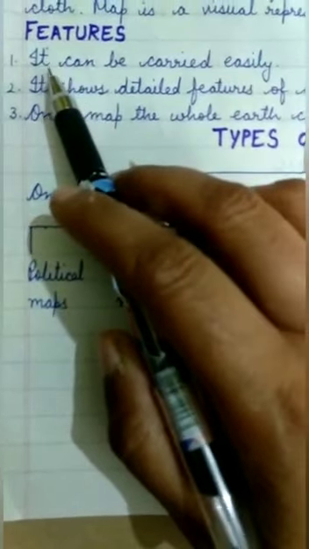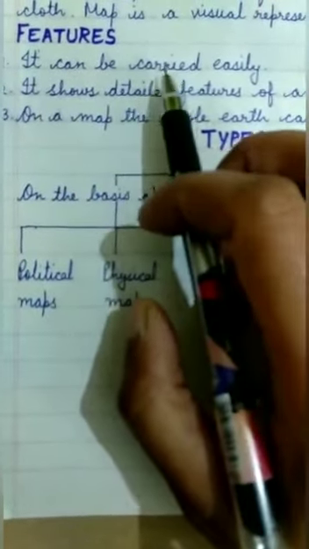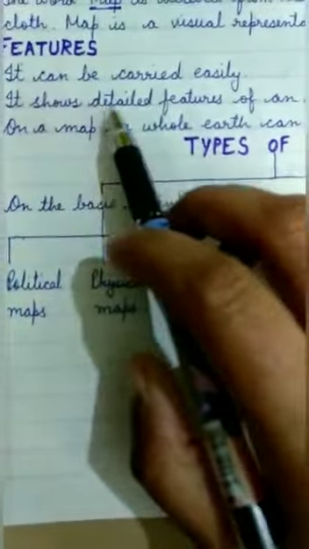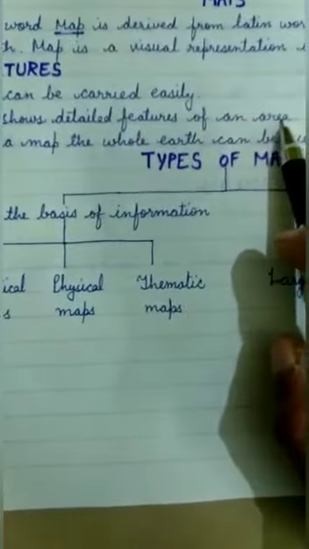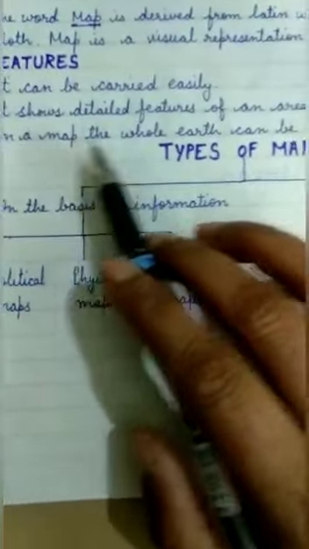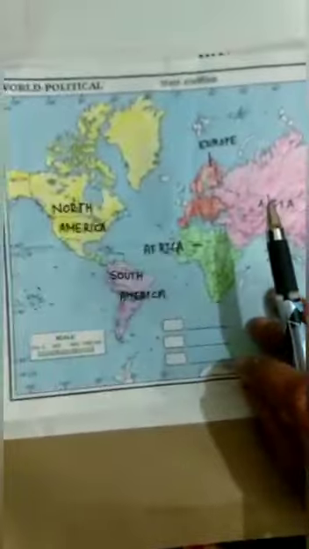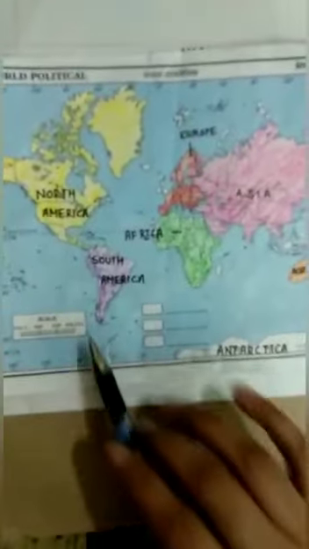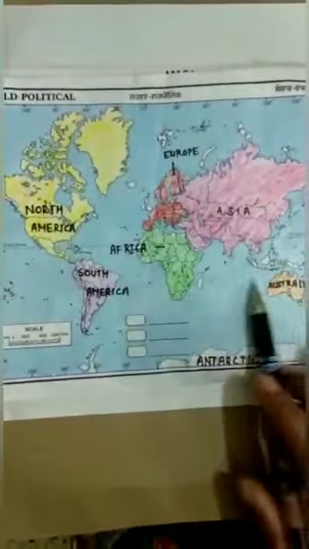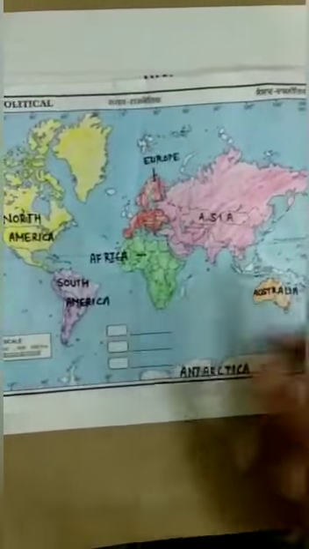Features of a map. It can be carried easily. It shows detailed features of an area. On a map, the whole earth can be viewed at a time. On this political map, you can see the whole earth at a time with its continents and water bodies.